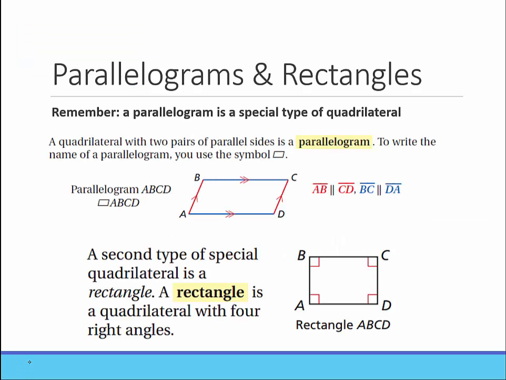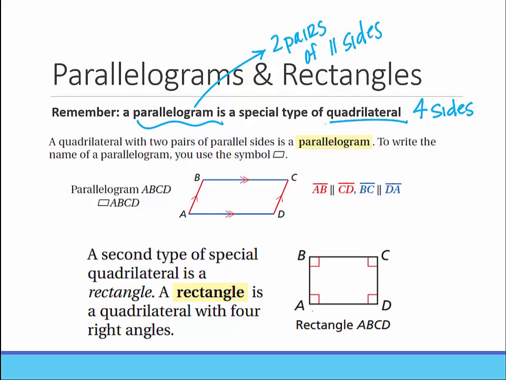So remember that a parallelogram, what we spent 6.3 talking about, is just a special type of quadrilateral. A quadrilateral is a polygon with 4 sides. So remember, a parallelogram meant that it had 2 pairs of parallel sides. So this was our definition, and we wrote it like this: parallelogram ABCD. So you had to have 2 sets of parallel sides.